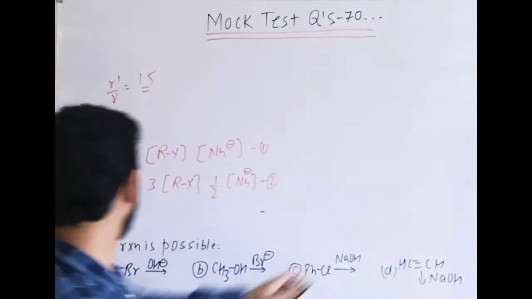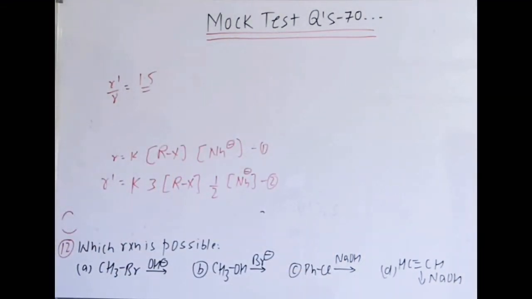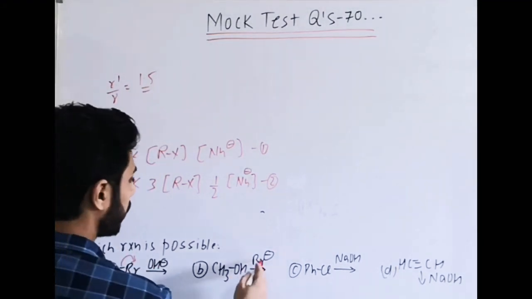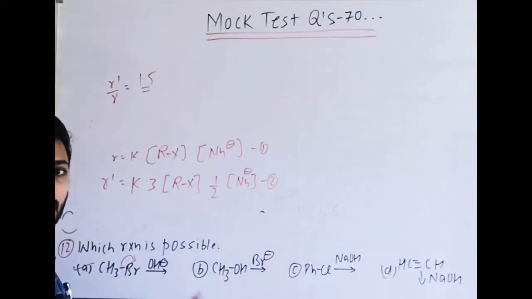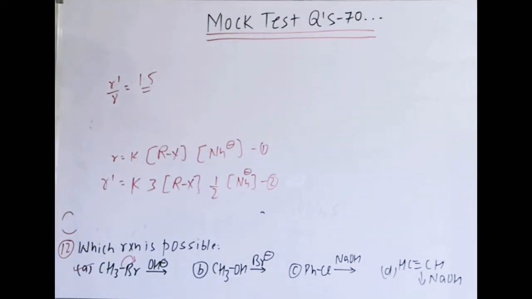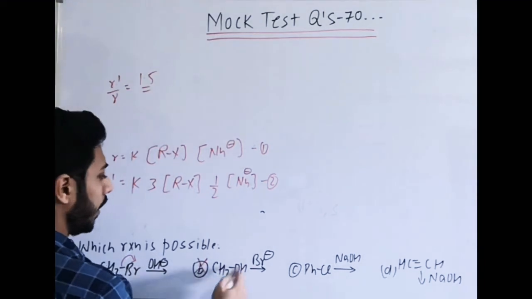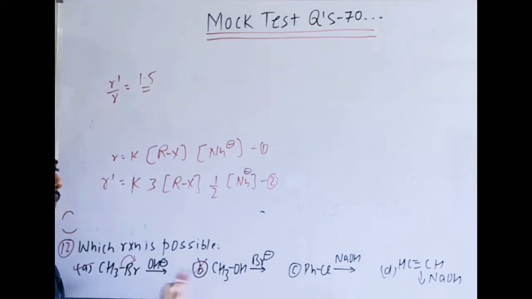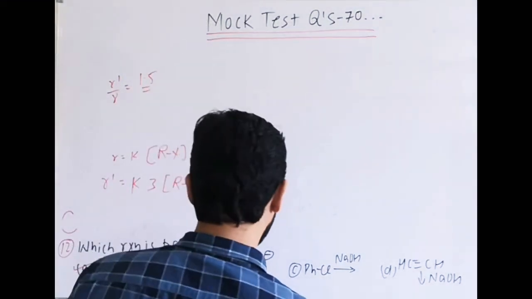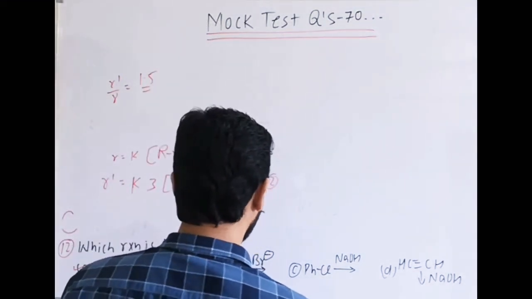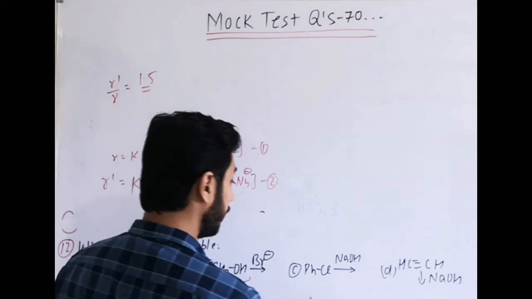Then the next question is which reaction is possible? First one is normal, CH3Br, Br minus leaves and OH minus attacks, possible. Yes. CH3OH with Br minus, is it possible? Think about it. I am giving answers. This is not possible. Why? OH minus is a poor leaving group. It is a standard reaction we have covered in alcohols, the SN1 reaction of alcohol, at that time I explained it. It is a bad leaving group, it won't leave easily.